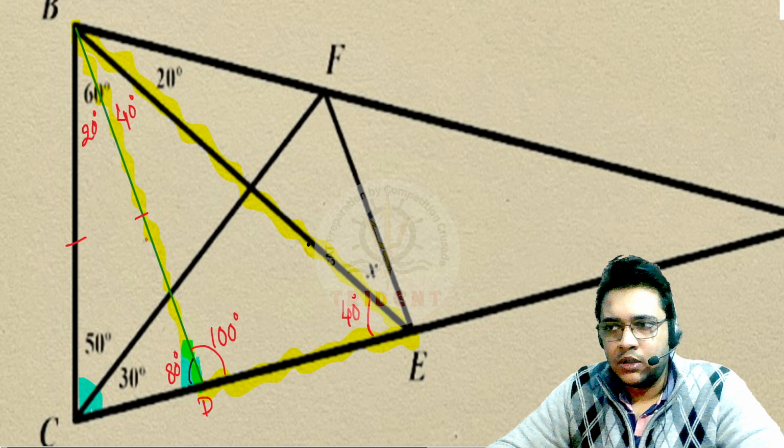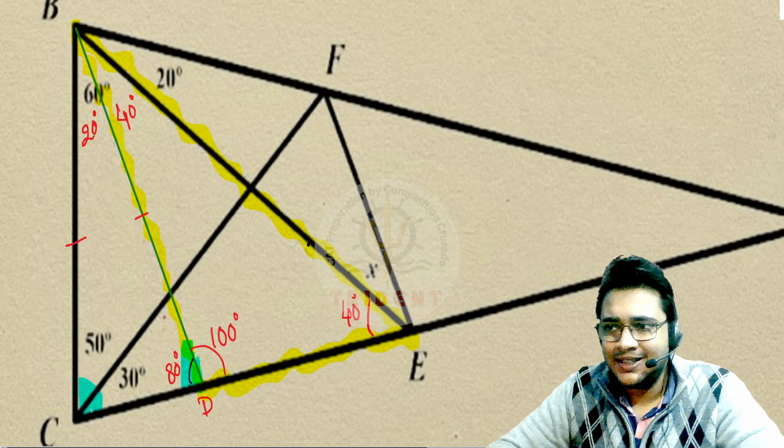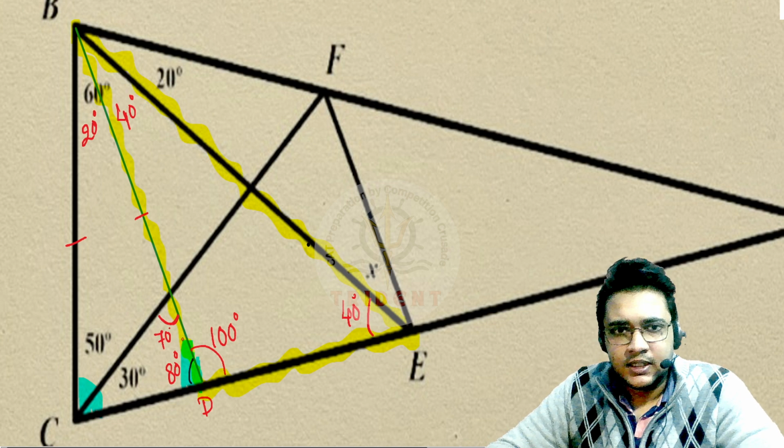Okay, now one more thing I want to do. I know that this is 80 plus 30, that is 110 degrees. Okay, so if this thing has to add up, this has to add up to 70 degrees, this angle.